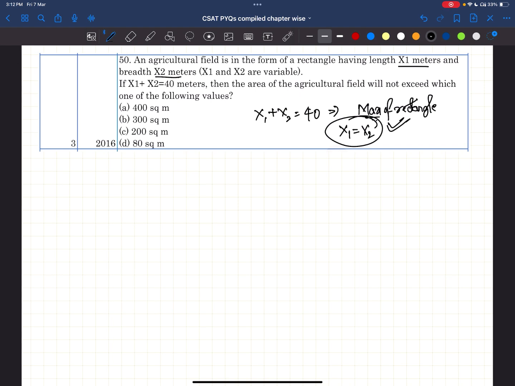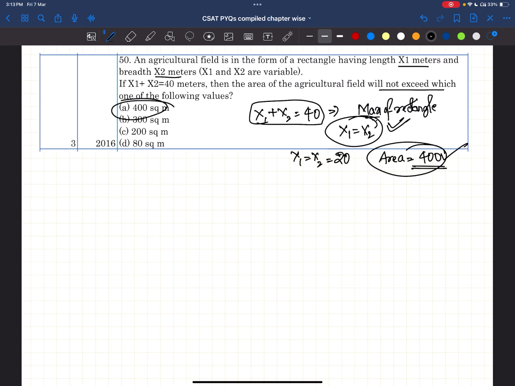Then only we'll get the maximum agriculture area. When x1 is equal to x2, and x1 plus x2 is 40, that means x1 and x2 are equal to 20. Then the area will be 20 into 20, that is 400. This is the maximum possible area. So the area will not exceed 400 square meters. Let's go to the next question.